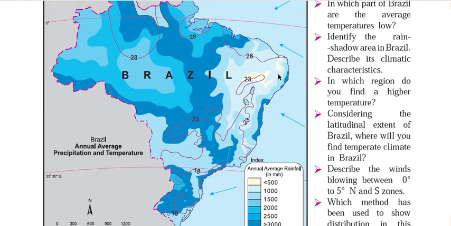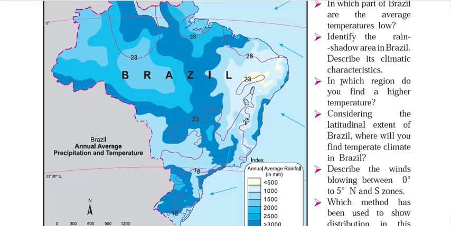Because maximum rain occurs in the coastal region because of this great escarpment and orographic rainfall in this region. And as these winds move in this region, the moisture carrying capacity increases. That's why precipitation is less in this region. So that's why a rain shadow region occurs here.